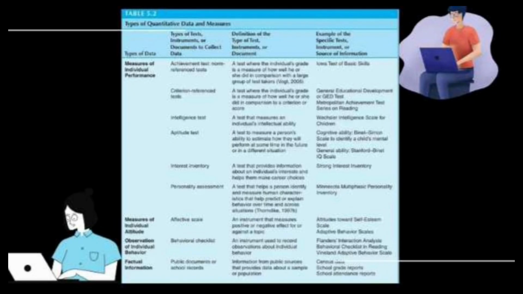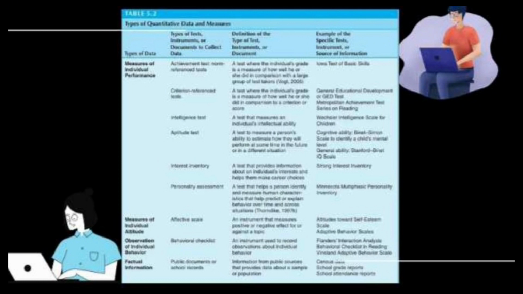So as you can see, in this figure, we have types of quantitative data and measures. First we have types of data. First is measure of individual performance. Next is measures of individual attitude. Next is observation of individual behavior. And lastly, the functional information. And also we have here the types of tests, instruments or documents to collect data. First is achievement test or norm reference test.